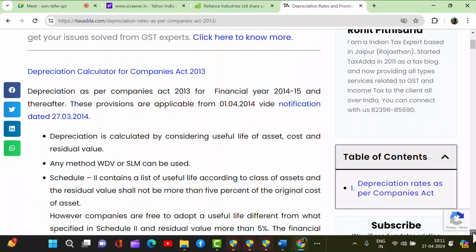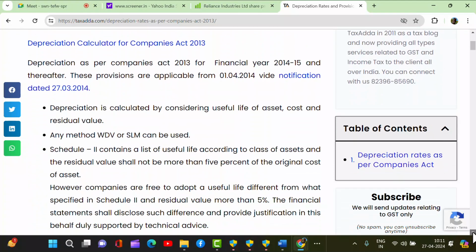So now, just read this, Suraksha. Depreciation as per Companies Act 2013 for financial year 2014-15 and thereafter. These provisions are applicable from 1st April 2014. Now, why this figure 2014? Because the new Companies Act came in 2013. Before that, it was 1956. So that's why things have changed. That's why these depreciation rates are applicable right from the year when the new law, the new Companies Act, came in India.